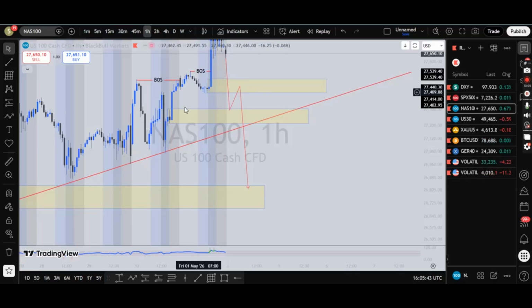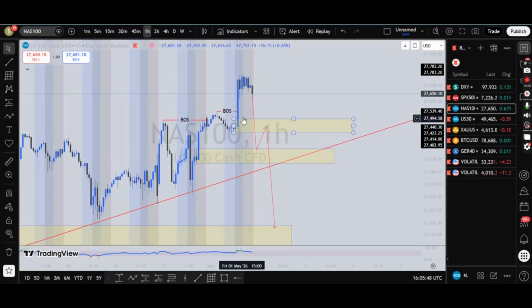So just to go on with my bias and go on with my move back. First of all, before price can do this, price has to break this low first. Should it break this low and come back to retest, I know that no, this zone is not valid. Meaning I can say this zone is not valid.